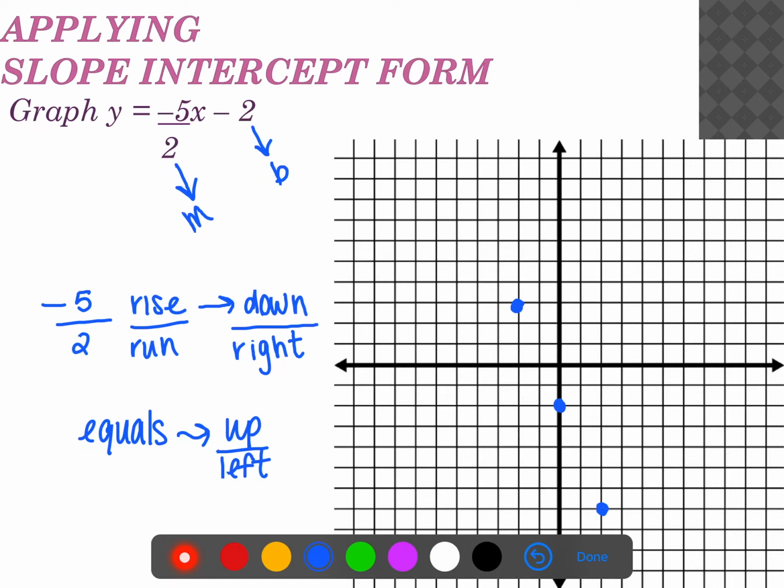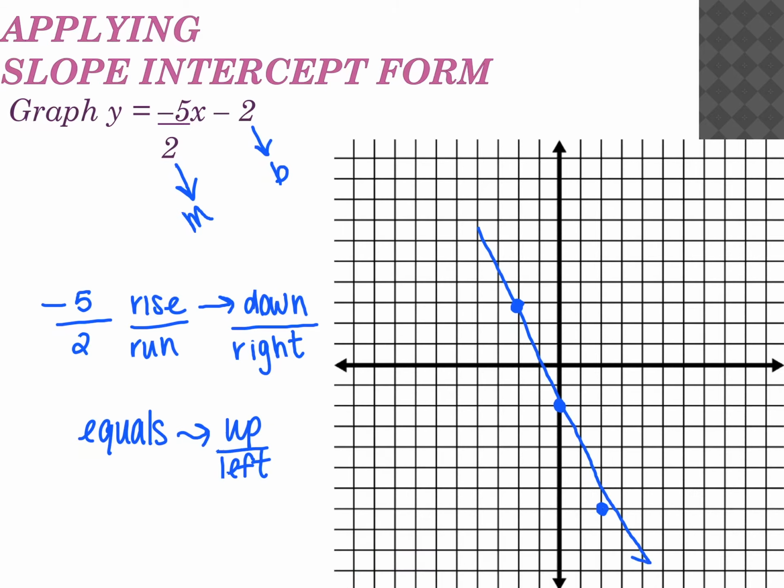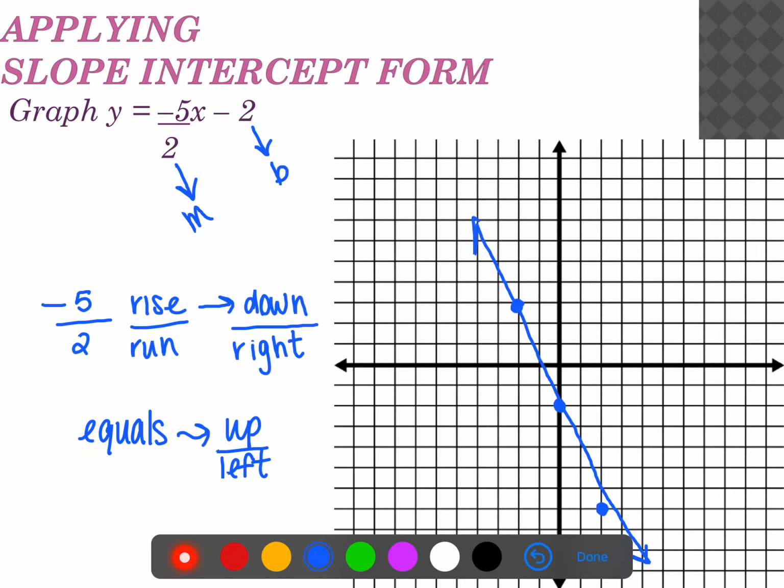Okay, you can create another point if you like. 3 is enough for me though. And then using your straight edge, you're going to connect. Oh, pretend I hit that last one. Okay, you're going to connect your points. Okay, and that is your line using slope-intercept form.